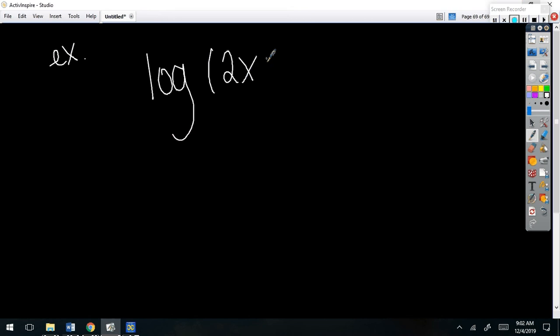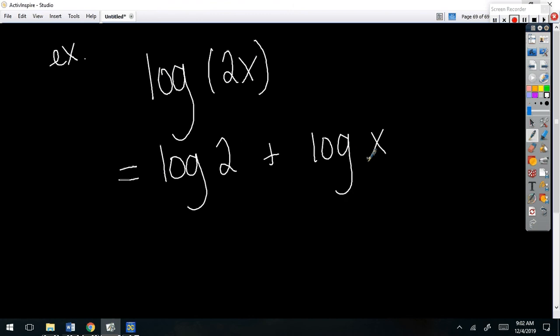All right, let me show you an example of property number 1. Remember, it doesn't matter the base, so I'm not even going to put a base on this, and what do you think that means for the base? It's going to be 10. Okay, so you can put it or not, it doesn't really matter. What if I expand that? What does it look like? Log of 2 plus log, that's right, it's expanded. Easy?